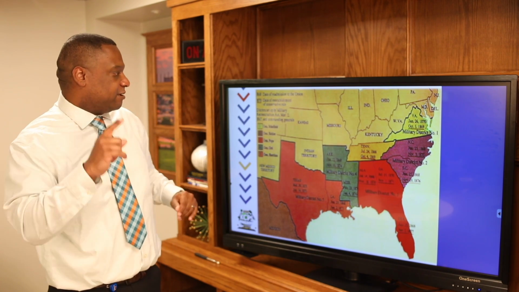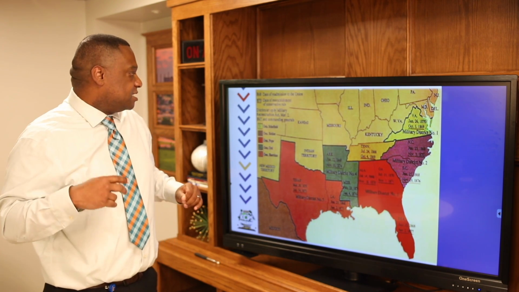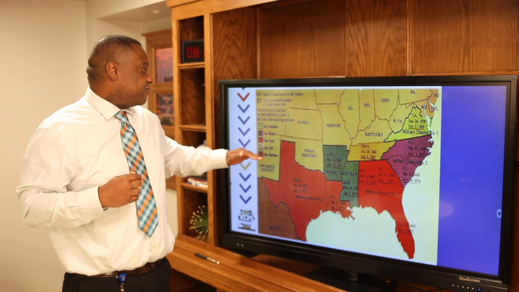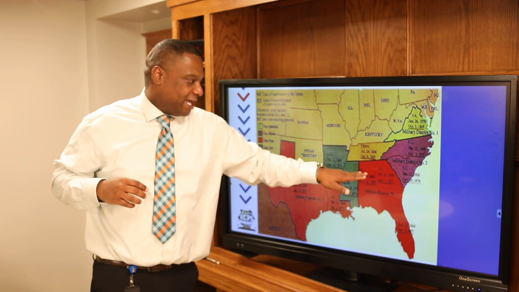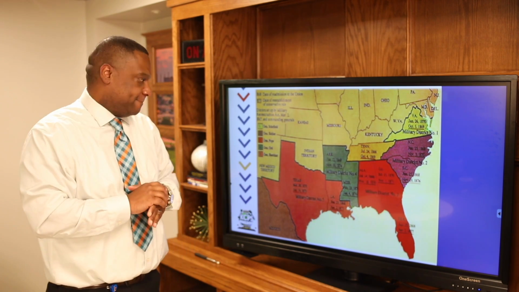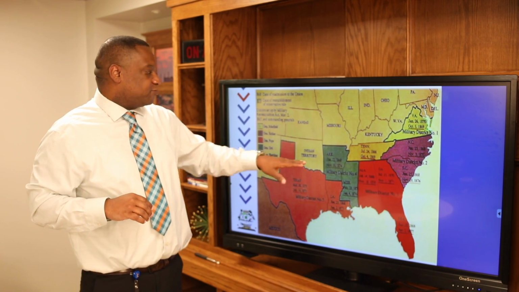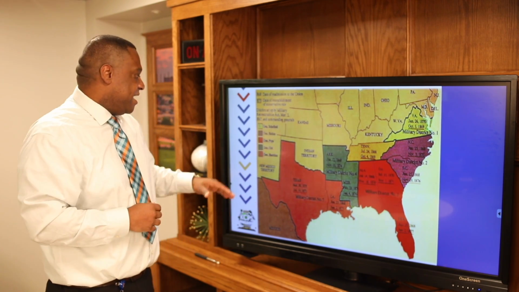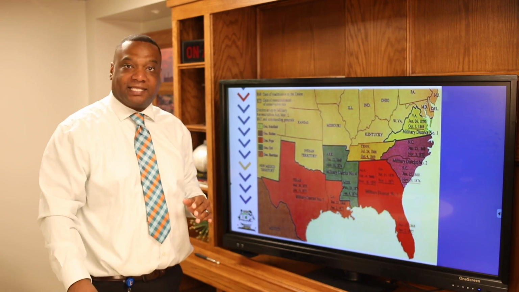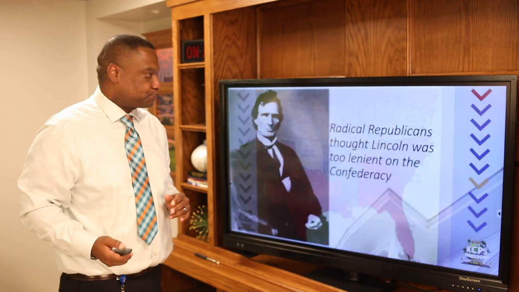General Schofield ran 1. General Sickles ran 2. General Pope ran 3, and that's this large portion over here, which is Alabama, Georgia, and Florida. General Ord ran 4, which is today's Arkansas and Mississippi. And 5 was run by General Sheridan, which was today's Texas.